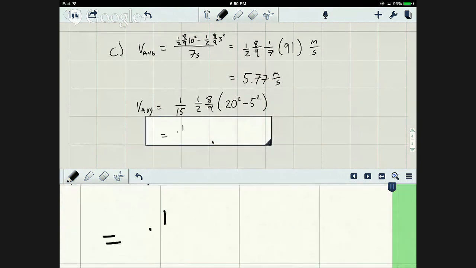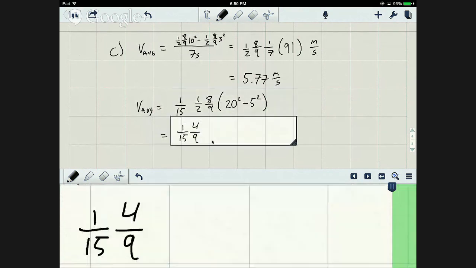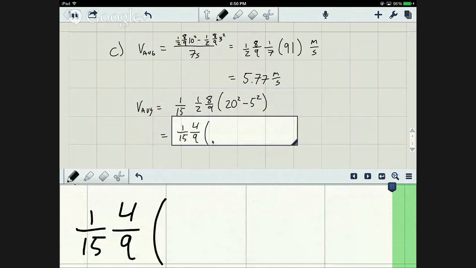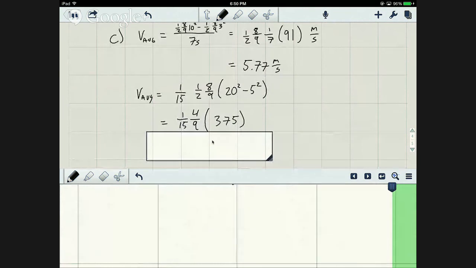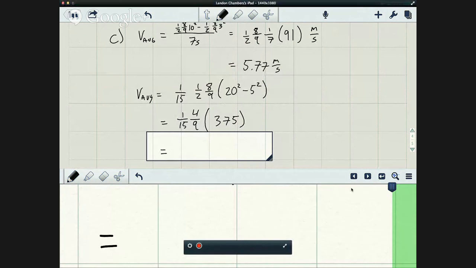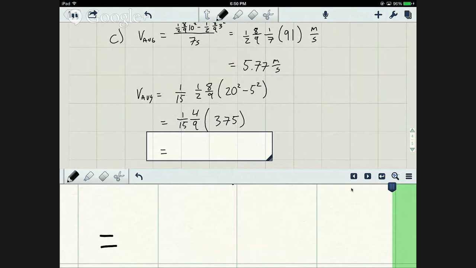Well, we're going to get 1 over 15, 4/9, taking the 2, 8 over 2 to get 4. 400 minus 25 is 375. And what does that equal to? Let me type it in. 375 times 4 over 9 times 1 over 15. And it's 11.11 meters per second.